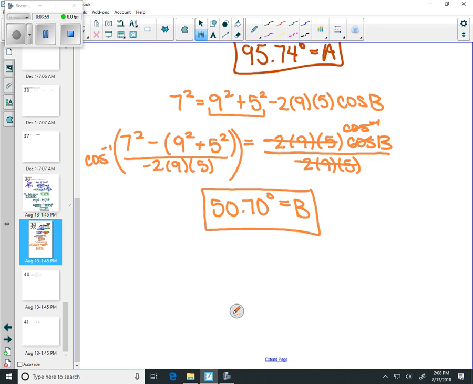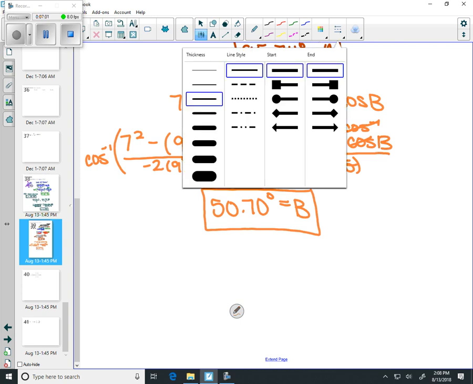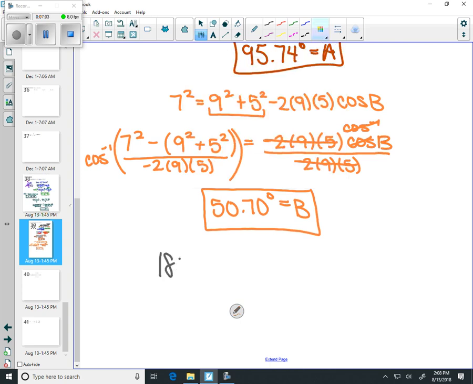All right, last step. 180 minus our other angles is going to give us angle C. So angle A was 95.74. Angle B is 50.70. And that makes angle C 33.56.